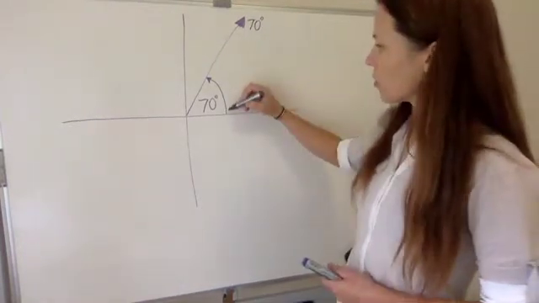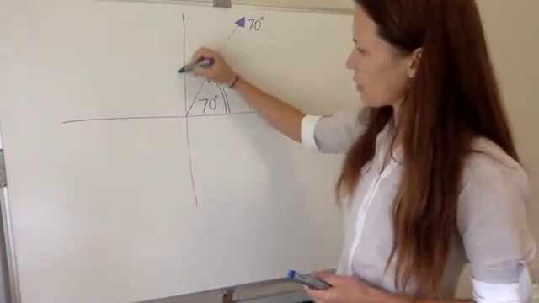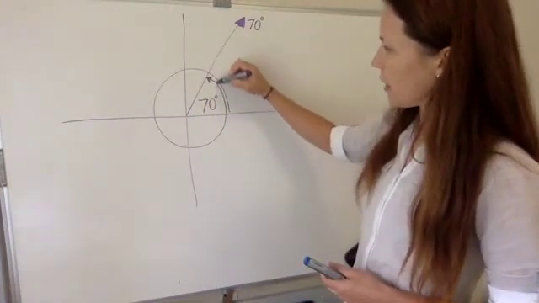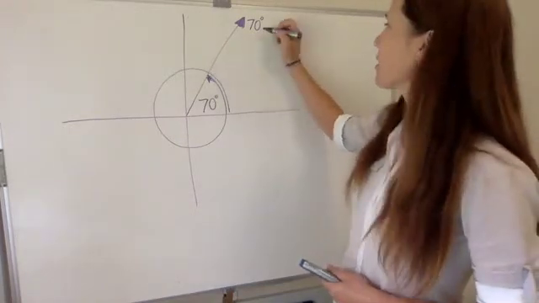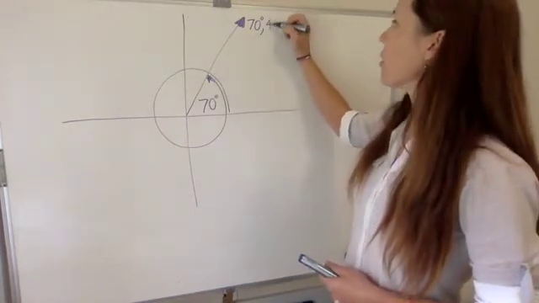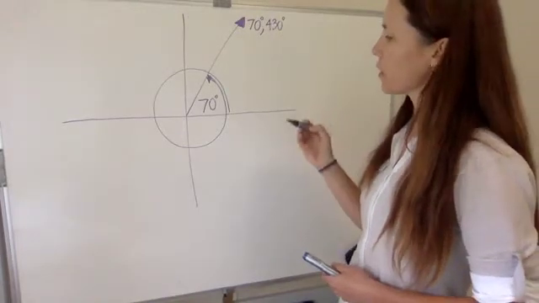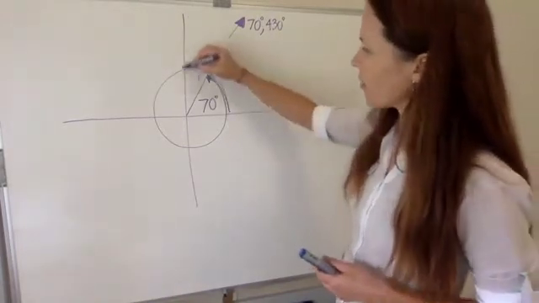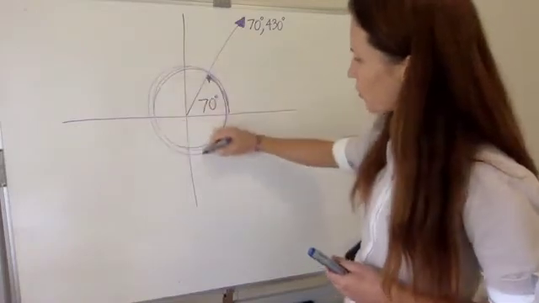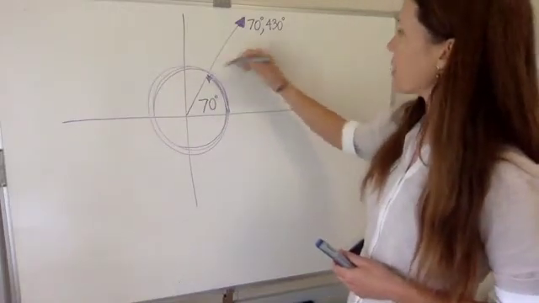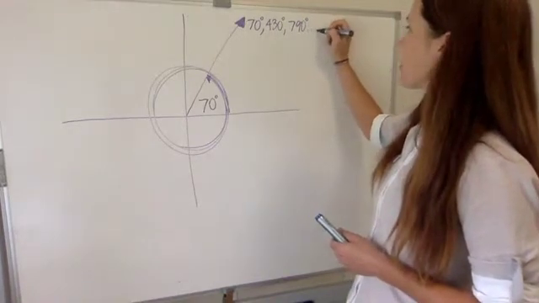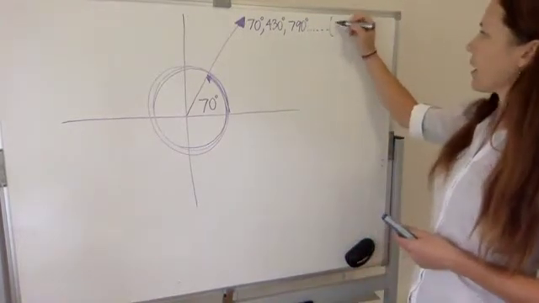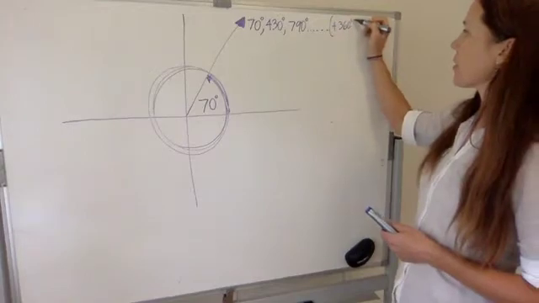We could also do a couple of laps, couldn't we? So if we went a full 360 around and then we did that 70 again, we'd have 360 plus 70. So we could also name it 430 degrees. What if we'd done another lap? We could go all the way around, do 720 and then our 70, and we'd have 790. And so on and so on, every single time we add 360 degrees.